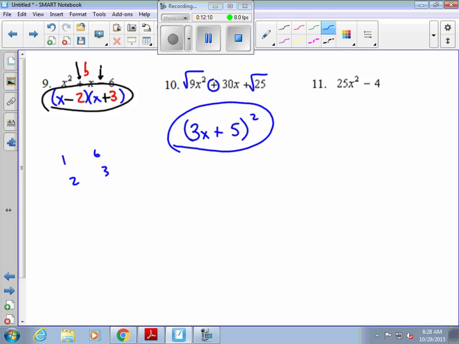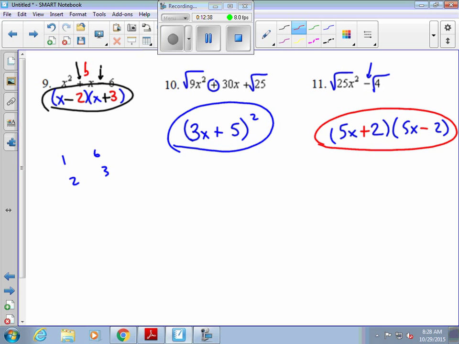Number 11 is another special circumstance. It's the difference of two perfect squares. Difference because they're minus, and you could take the square root of this, 5x, and you could take the square root of this, 2. Remember, with the difference of two perfect squares, it's 5x and 2 and 5x and 2, but one of them is positive and the other one is negative. One's plus, one's minus. That's the difference of two perfect squares.